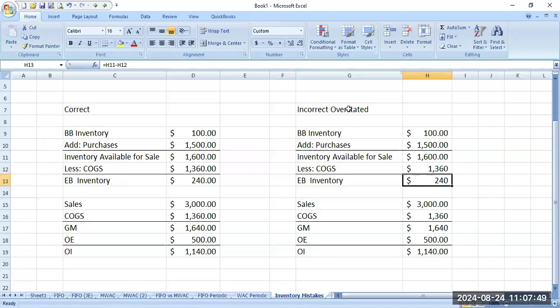So in the incorrect information, we're going to overstate the ending inventory. So instead of 240, we're going to put the ending inventory as 340. We made a $100 mistake. What's going to happen? That automatically is going to affect the cost of goods sold. Cost of goods sold in this case will be 1,600 minus 340. If the ending inventory is overstated, cost of goods sold now becomes understated. Correct?